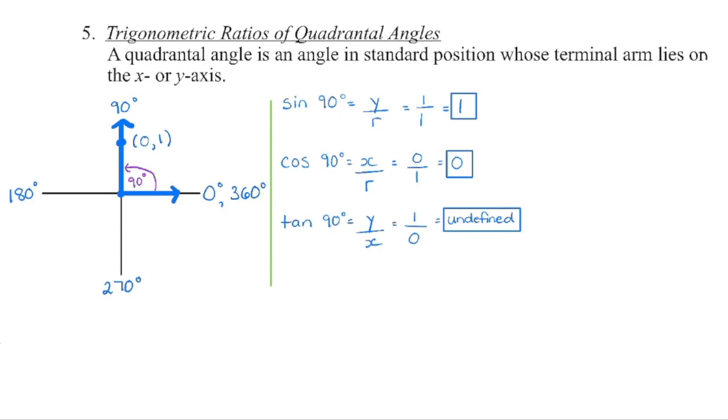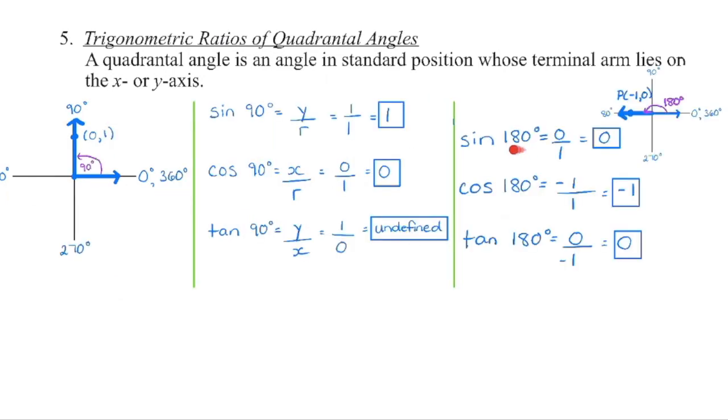And then you can always verify these. So in your calculator, if you type in sine of 90, you should get a value of 1. If you type in cosine of 90, you'd get a value of 0. And tangent of 90, your calculator will say error, that does not exist. And we could try this again now for 180 degrees. So I know I'm rotating to here. So this is my terminal arm.